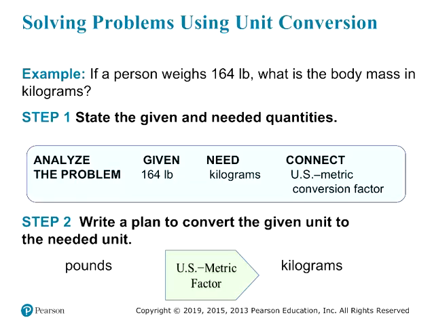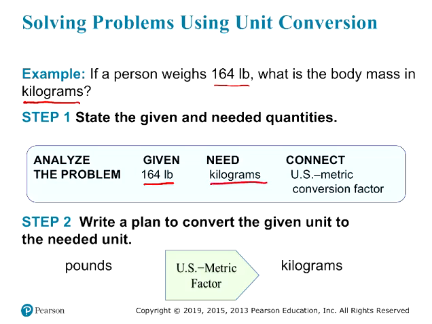So let's go over a problem together, and then I'll give you a problem to work on your own, and then we'll go over that together as well. So example, if a person weighs 164 pounds, what is the body mass in kilograms? Okay, so this is where we can make a chart of given units, needed units, and then the connection between them. So we're given that we have 164 pounds, and we need kilograms.